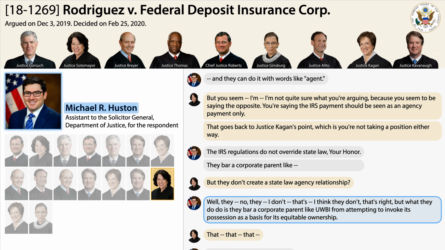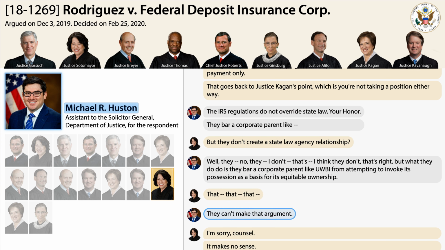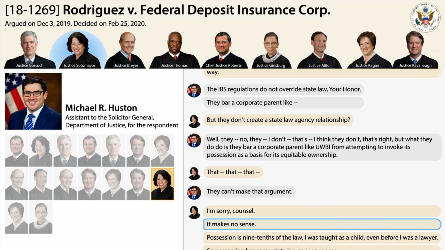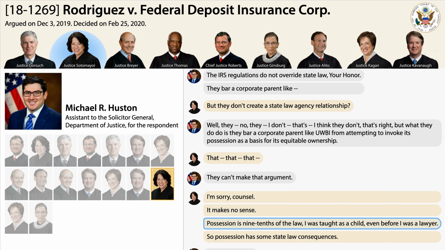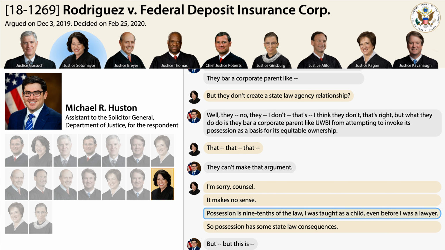Well, I think they don't. That's right. But what they do is they bar a corporate parent like UWBI from attempting to invoke its possession as a basis for its equitable ownership. They can't make that argument. I'm sorry, counsel. It makes no sense. Possession is 9/10 of the law. I was taught as a child, even before I was a lawyer.